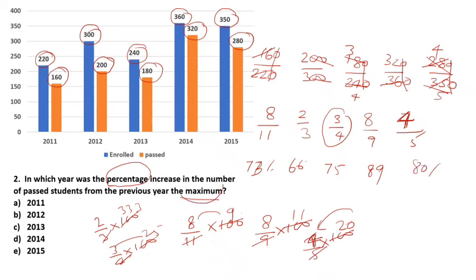So which is the maximum? Maximum is 89%. So 89% is in which year? 89% is in 2014. So accordingly you can mark 2014 as the correct answer. So let us go to the next question.